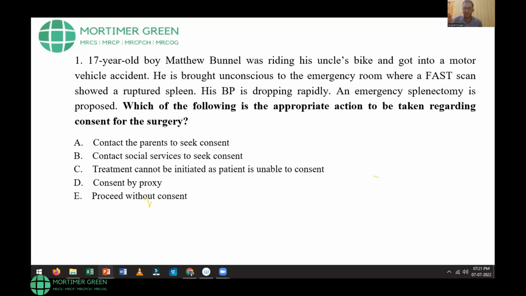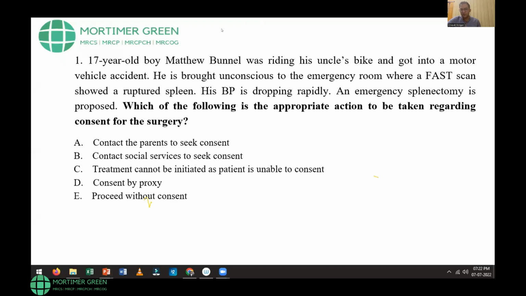So do I contact the parents to seek consent? He's a 17-year-old boy. Or do I contact the social services to seek consent? Kind of makes sense because, in UK, a lot of power lies with social services. Or treatment cannot be initiated as the patient is unable to consent. Now that is illogical because he has a ruptured spleen and his BP is falling. Consent by proxy. Now that is something which we may not be really aware of. And the next one is proceed without consent. So does that make sense?